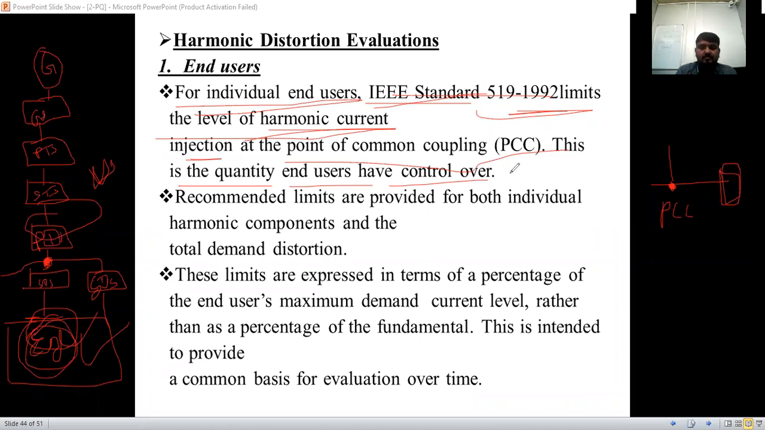Next, recommended limits are provided for both individual harmonic components and the total demand distortion. Just a minute.